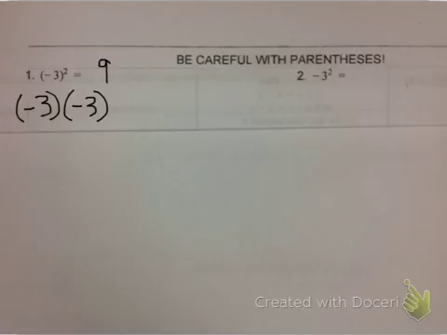Now looking at number 2, there are no parentheses, okay? So that negative out front is just telling us that our answer is going to be negative. So in this case, it means negative, then 3 times 3, which equals negative 9. So it's really important that you're able to differentiate between those two types of problems. Okay, if the negative is on the outside of the parentheses, that's telling you that your answer will be negative.